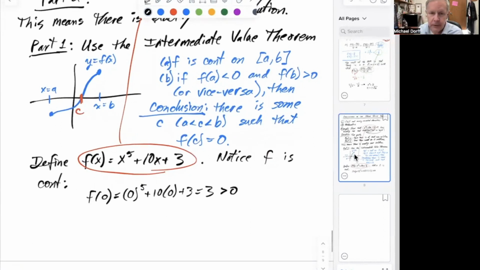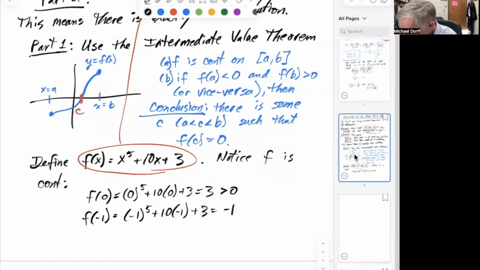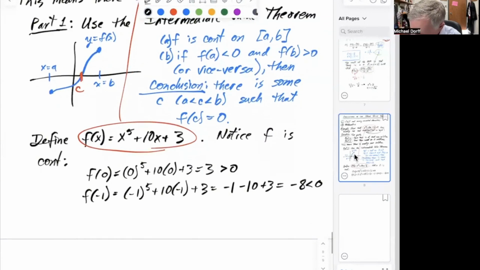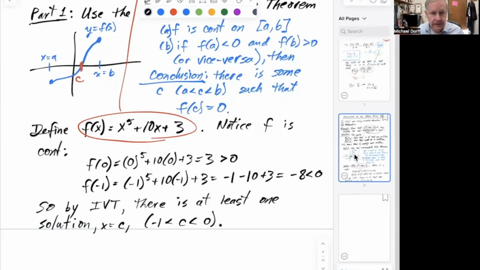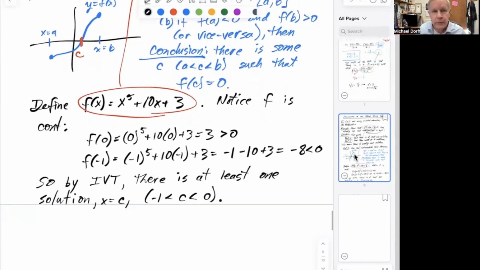So now I need to find a number to plug in so that it will be negative. I'm going to choose -1. If I do that, I get (-1) to the 5th plus 10 times -1 plus 3. That's going to be -1 minus 10 plus 3, which is -8, and that's less than 0. So by the intermediate value theorem, IVT, there is at least one solution, which we'll call x equals c, where c is between -1 and 0. And so we've got at least one solution. So that's fun. And again, we've talked about those types of problems earlier in the course.